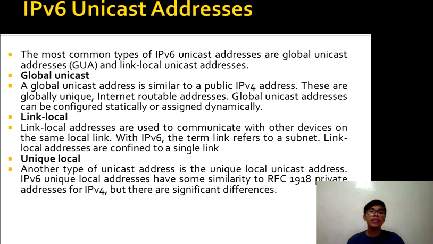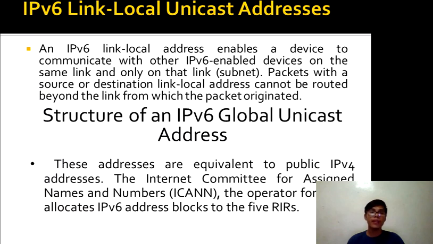Link local addresses are used to communicate with other devices on the same local link. Unique local is another type of unicast address. IPv6 unique local addresses have some similarity to RFC 1918 private addresses for IPv4, but there is a significant difference. An IPv6 link local address enables a device to communicate with other IPv6-enabled devices on the same link and only on that link.